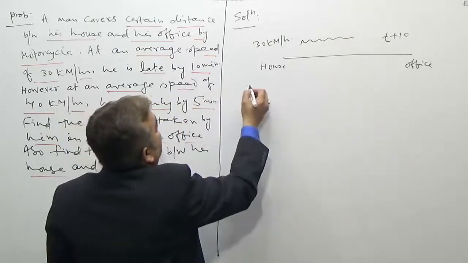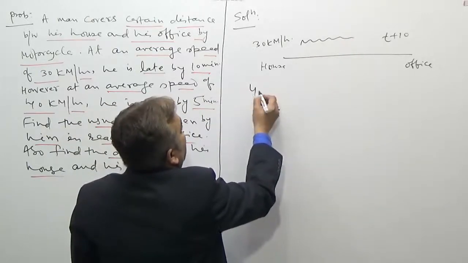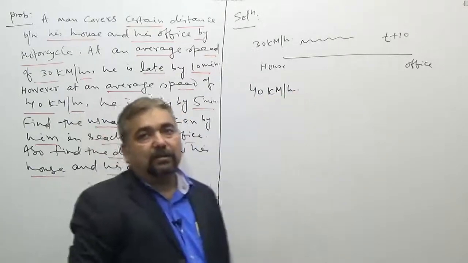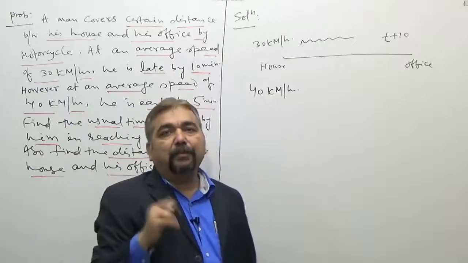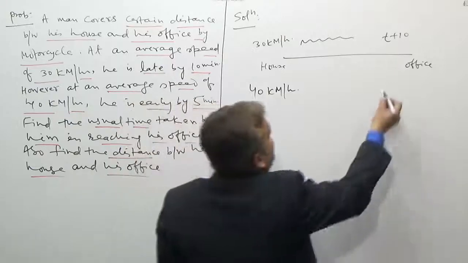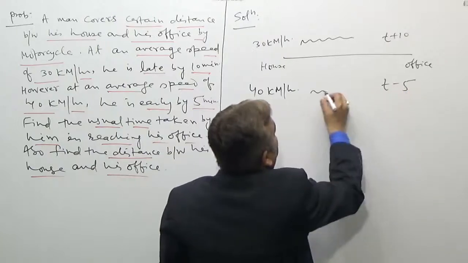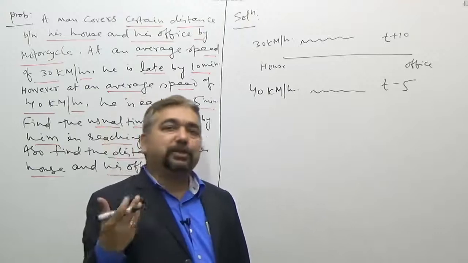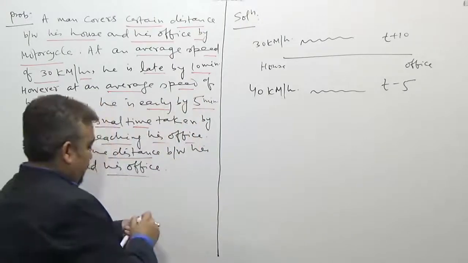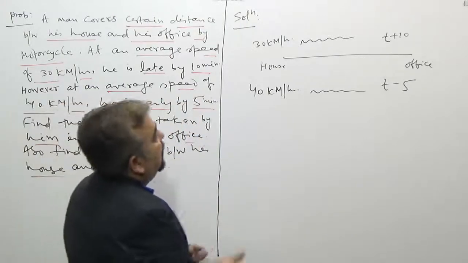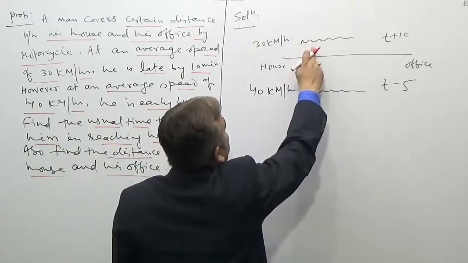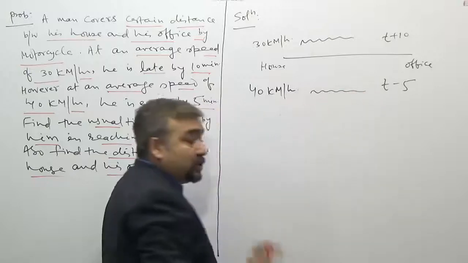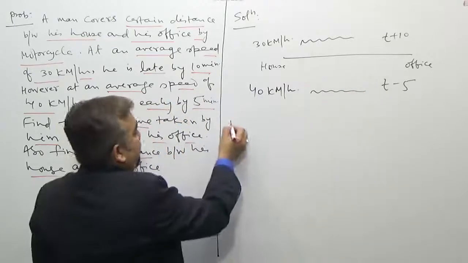And next day he increased the speed and the speed is 40 km per hour. He reached his office 5 minutes early, means time is t minus 5 minutes. T is the normal time, or you can say usual time. See, in first case, the distance covered is same as the distance covered in this case. So what is constant?